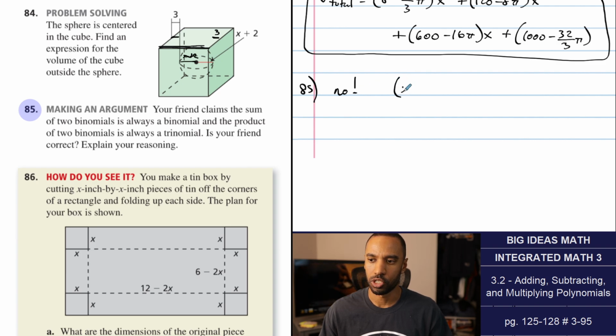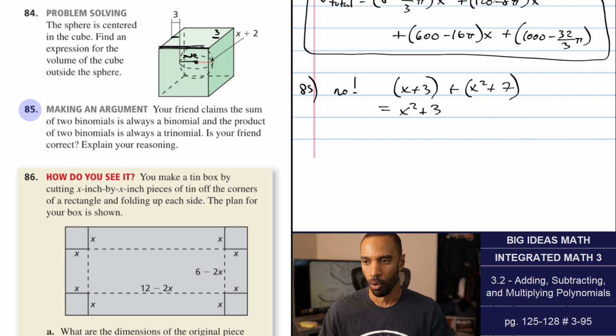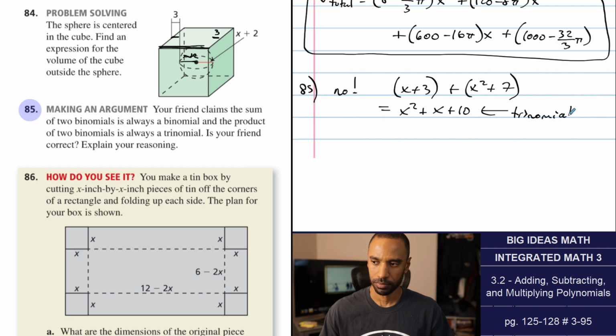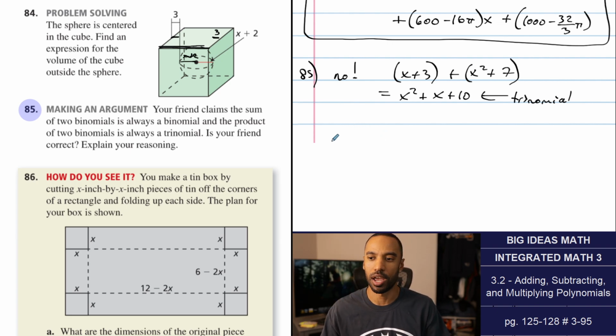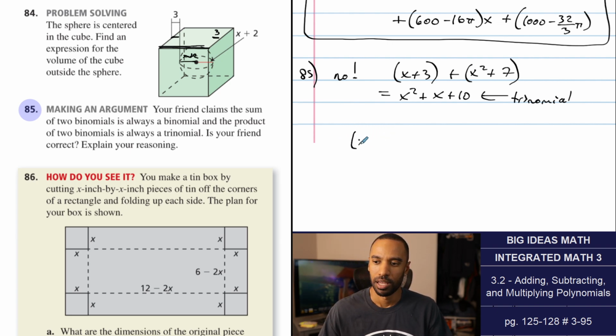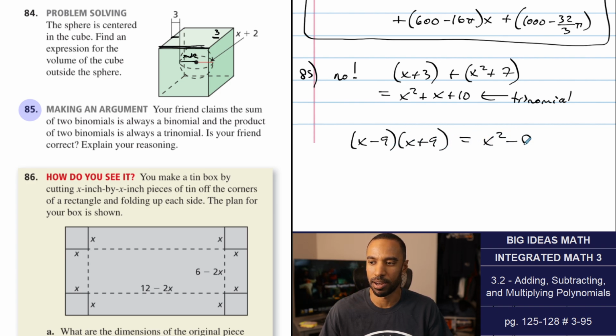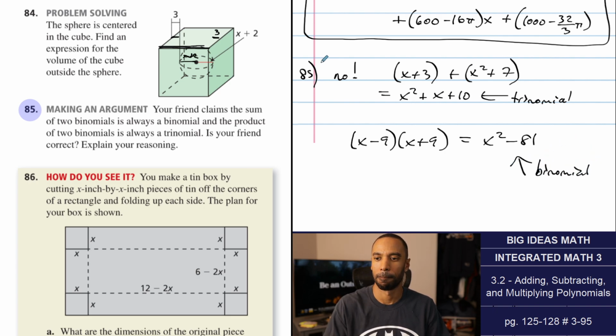Let's do x plus 3 plus x squared plus 7. That's x squared plus x plus 10. Trinomial. So no, the sum of two binomials isn't always a binomial. Is the product of two binomials always a trinomial? No. x minus 9 times x plus 9 is x squared minus 81. Binomial. Come on, friend. I'm moving on.